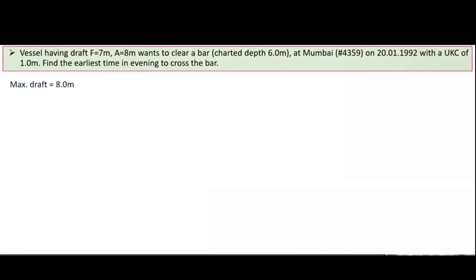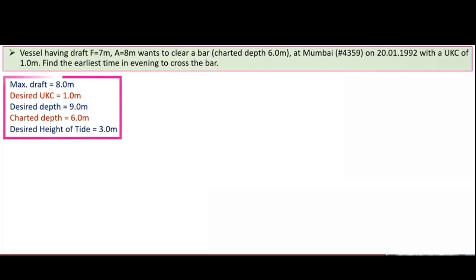Maximum draft 8 meters. Desired UKC 1 meter. Desired depth, therefore 9 meters. Charted depth 6 meters. And what makes up for the difference then? That's the desired height of tide, 3 meters. That means the earliest when the vessel can cross the bar with a UKC of 1 meter is when the height of tide is 3 meters.